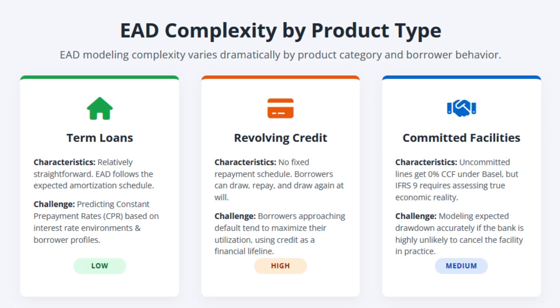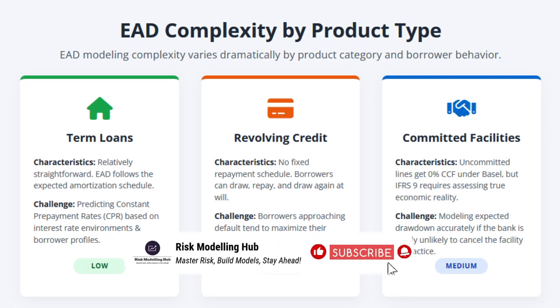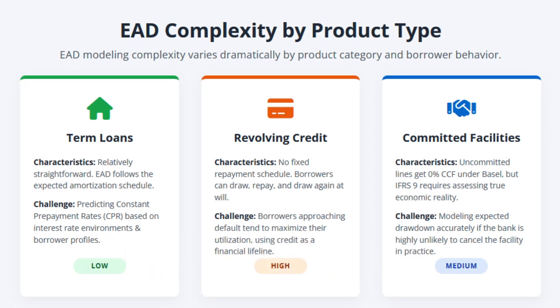revolving credit facilities. This is where the EAD modeling gets sophisticated. Credit cards, overdrafts, and corporate revolving lines have no fixed repayment schedule. Borrowers can draw, repay, and draw again. Empirically, we observe that borrowers approaching default tend to maximize their utilization. They are using credit as a financial lifeline.